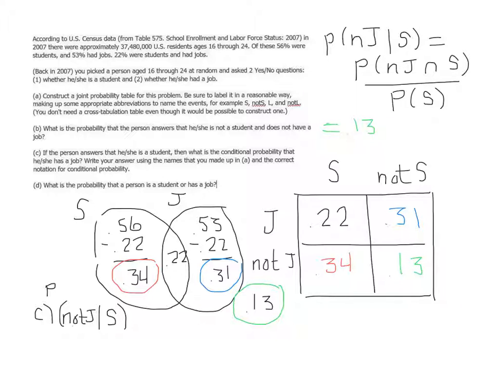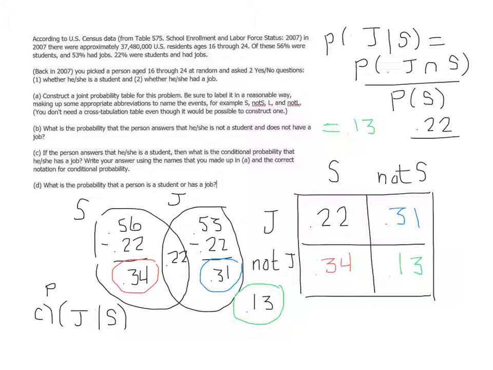And now I see that I read the question wrong. The question said, if the person chosen is a student, then what is the conditional probability that he does have a job? So not that he doesn't have a job, but that he does have a job. So I need to make a correction here. So again, we need to find the probability that he's both. Well, the probability that the student both has a job and is a student is the 22%, or 0.22.